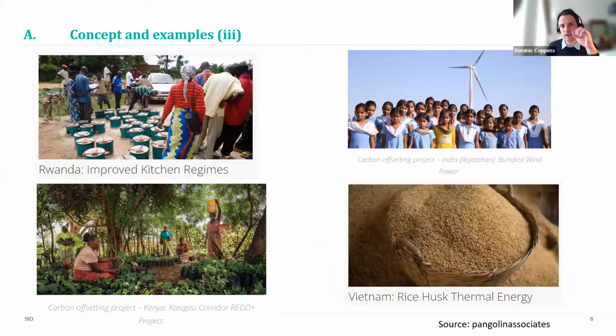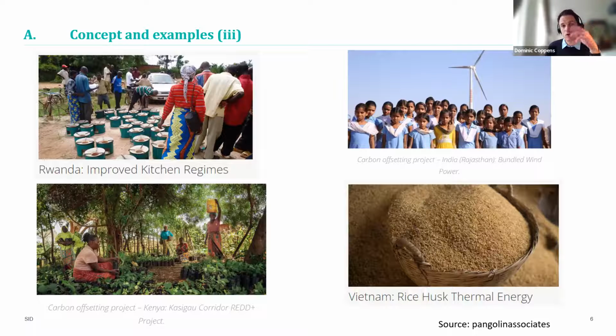And this example is essentially from Vietnam, where the leftovers of the production of rice, so-called husk, that is a leftover from the processing of rice into oil, oftentimes finds its way into rivers. And as a result of the decay thereof, there are a lot of emissions into the atmosphere.